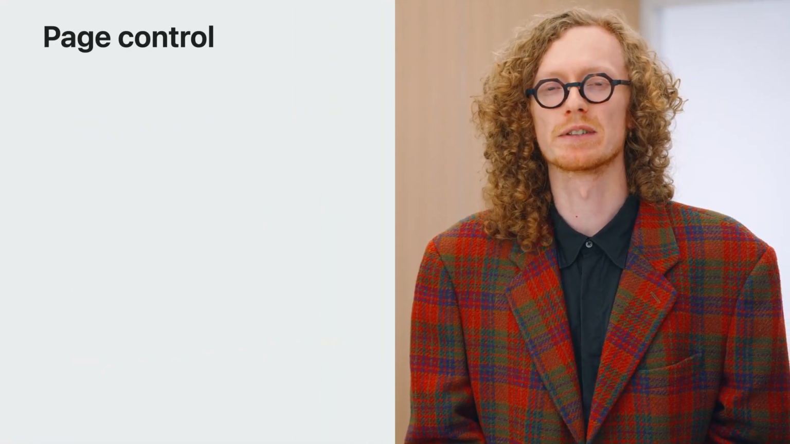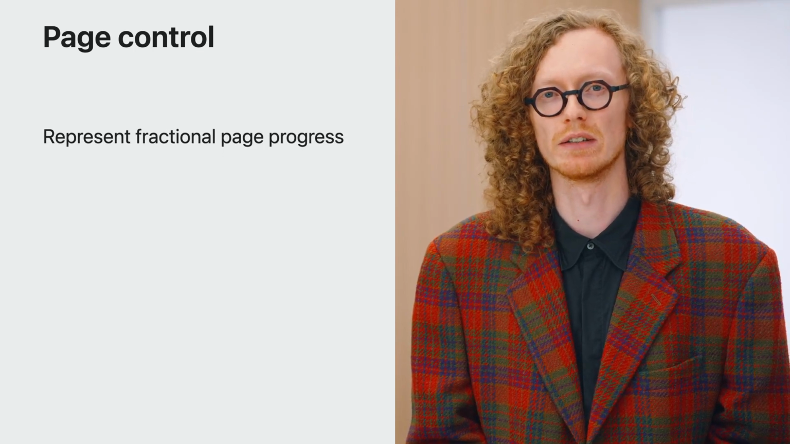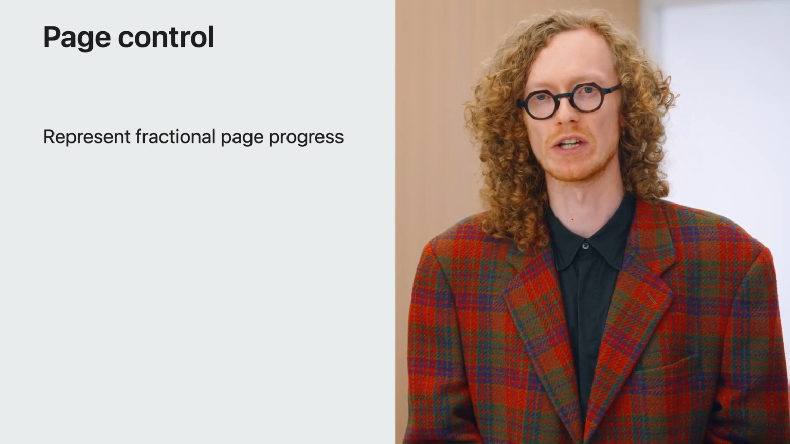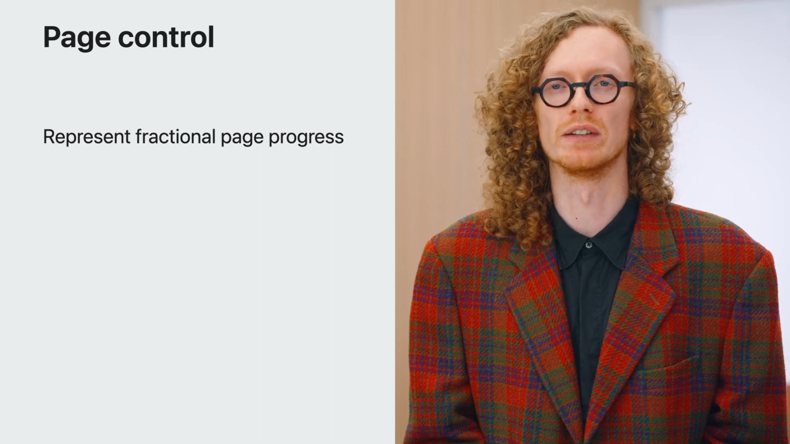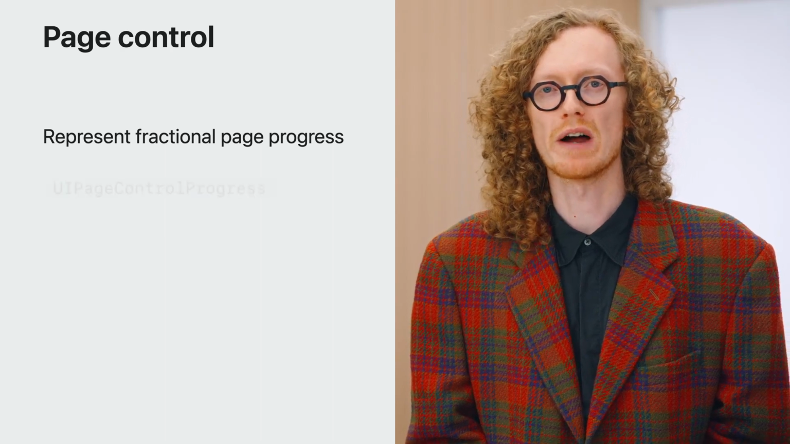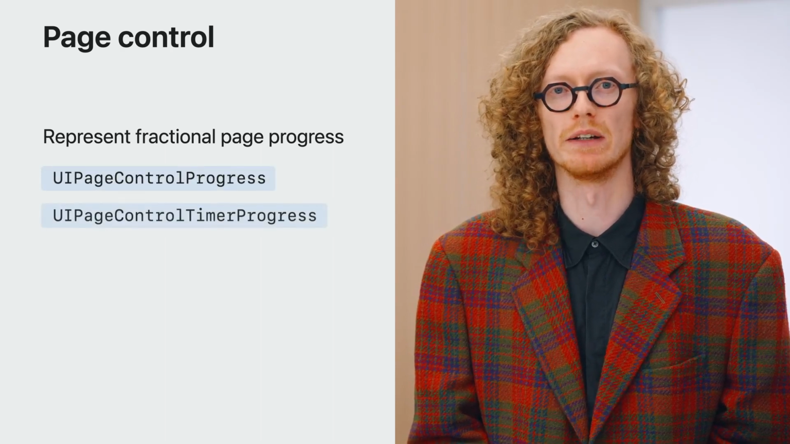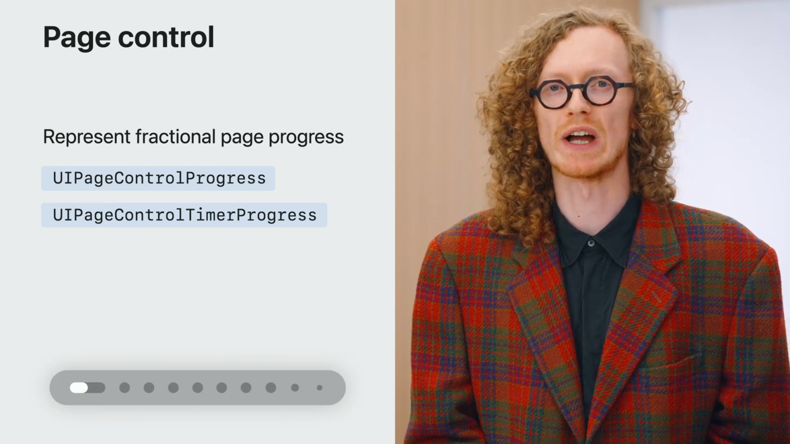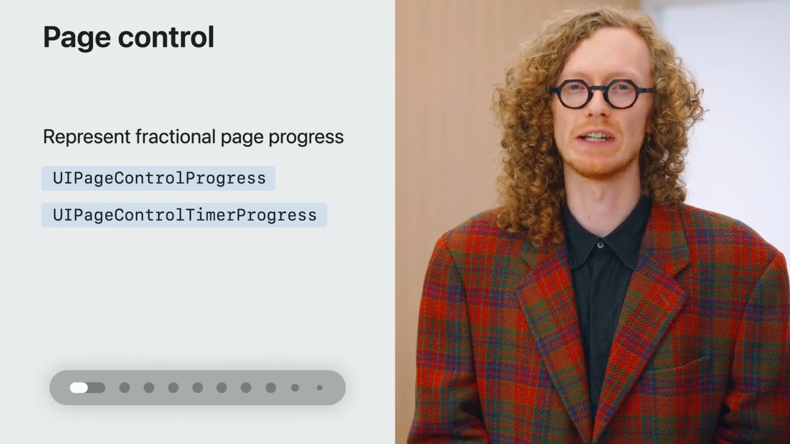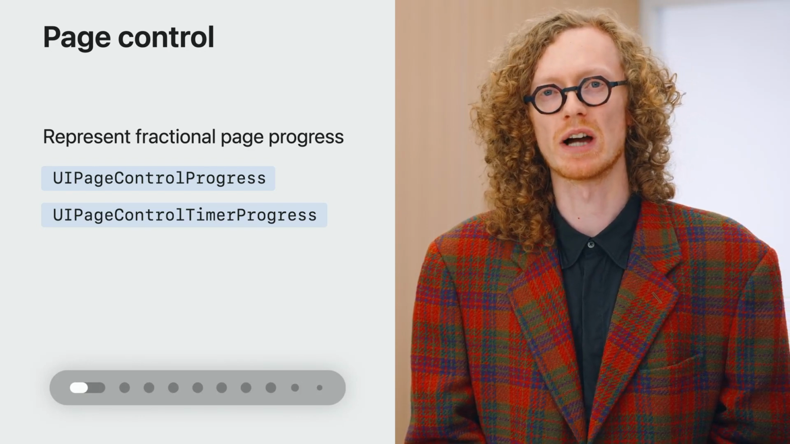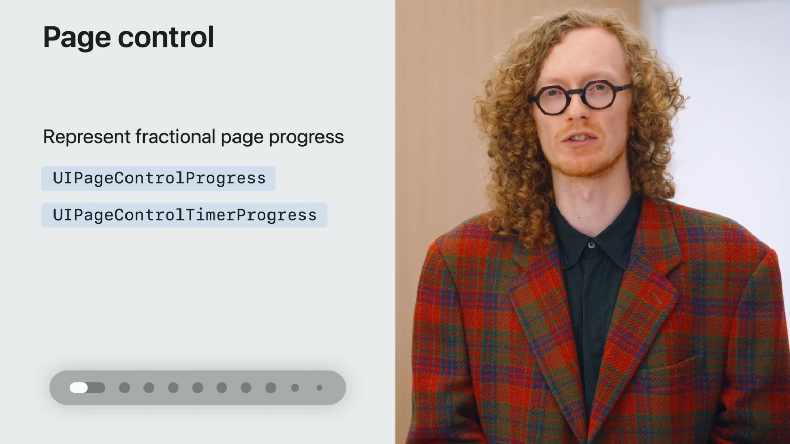UI page control has gained new features to represent fractional page progress. Today, page controls are commonly used in apps to display slideshow content that automatically page on a set duration, or along video content. With the new Progress and Timer Progress API, you can now represent the fractional page progress in the active indicator to provide better context on when the page will change.